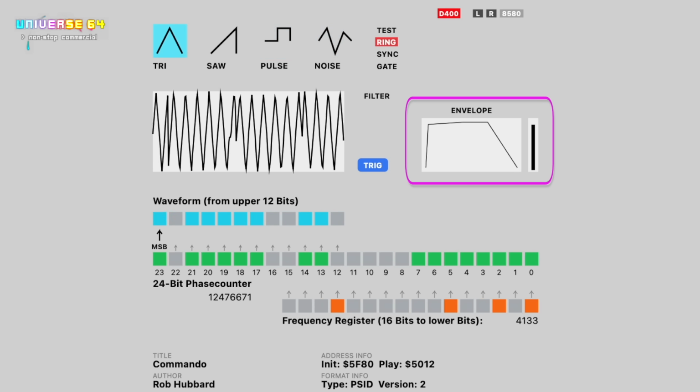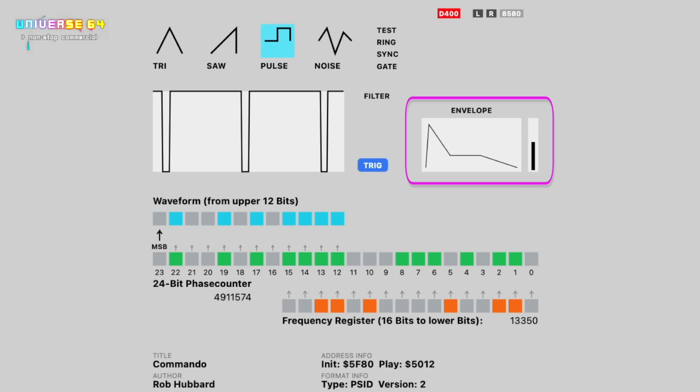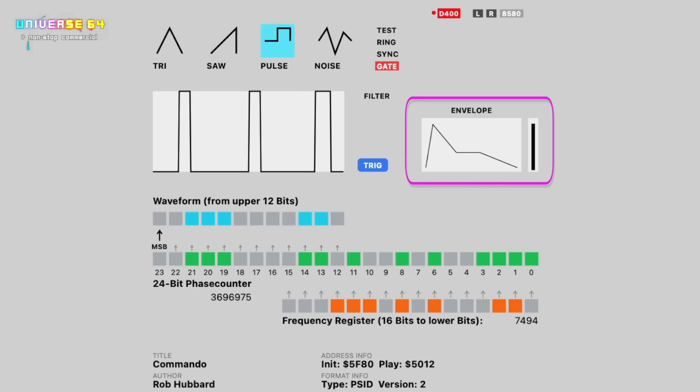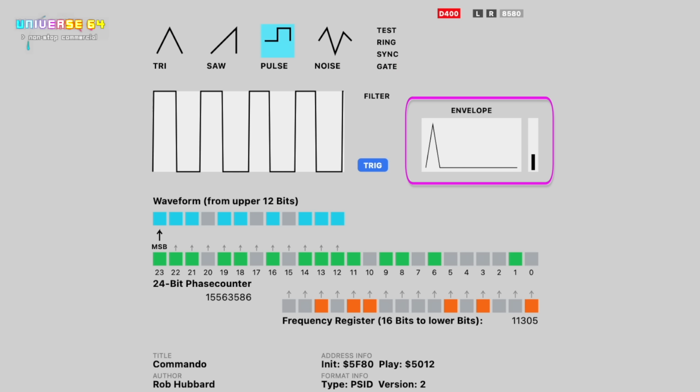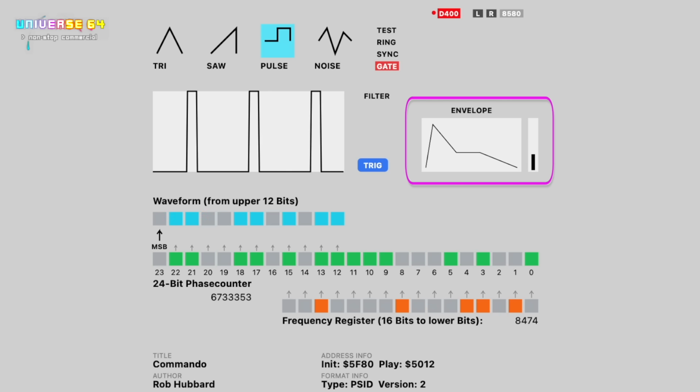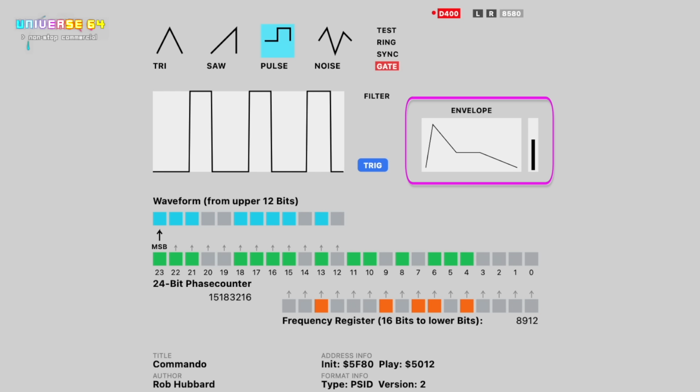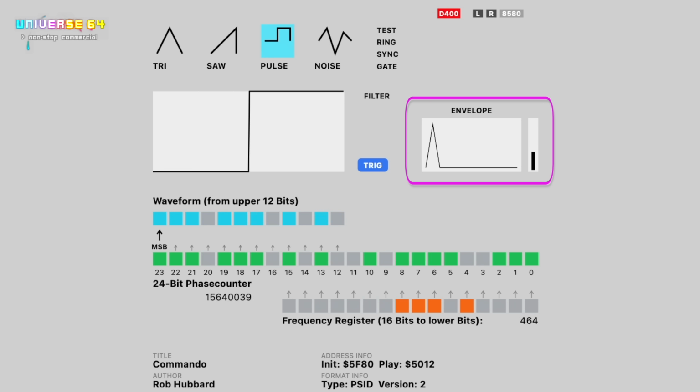A bug in the SID, the so-called envelope bug, occasionally causes the envelope not to start with the value 0, but with the current envelope value. Therefore, in practice, a hard restart is performed to bypass the problem, which in turn brings further problems with it.